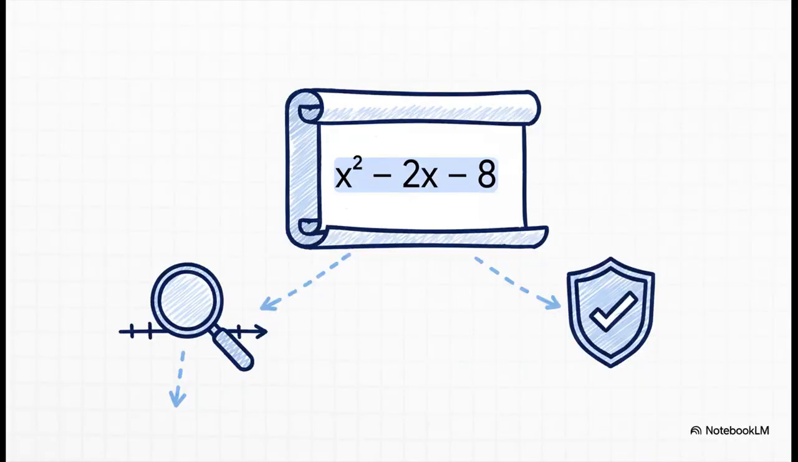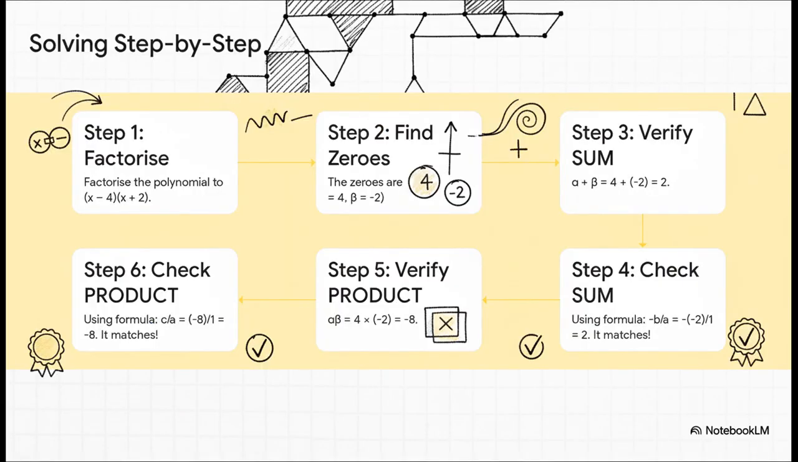So here's the question. We need to find the zeros of x squared minus 2x minus 8, and then we have to verify the relationship. So first, we'll find the zeros the old-fashioned way, and then we'll use our secret formula to double-check our work. Okay, let's do this step by step. First, we factorize the polynomial, and we get x minus 4 times x plus 2. That means our zeros, alpha and beta, are 4 and minus 2. So far, so good.